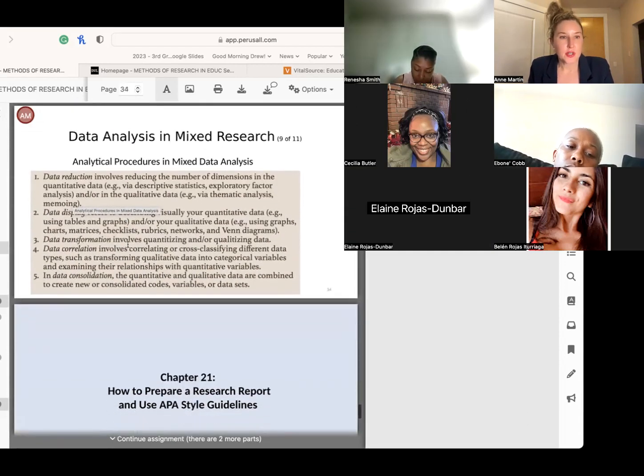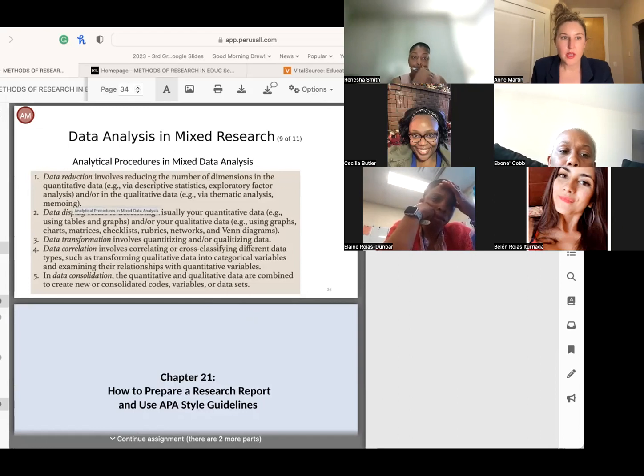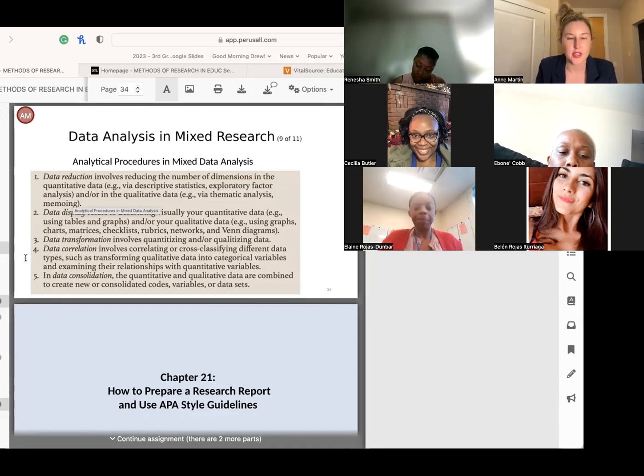And then mixed research. So mixed research, I put this table in here. I took a screenshot and that's right here. So sorry, but this is in your text. So use this because this has all of the different methods that you can use for analysis in mixed research. Data reduction, data display, data transformation, data correlation, data consolidation. So this will be really helpful, particularly just so you don't get confused. I know that there's consolidation and correlation.